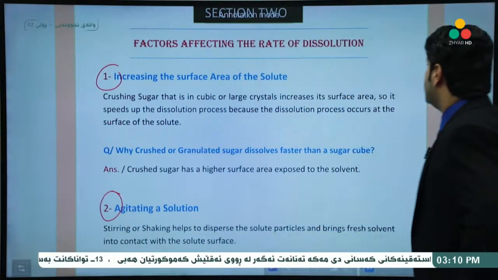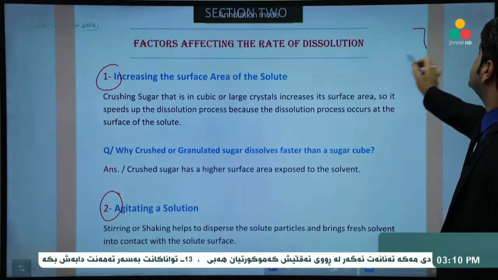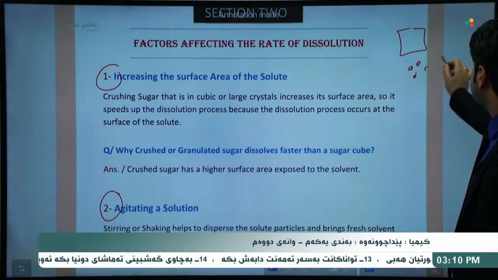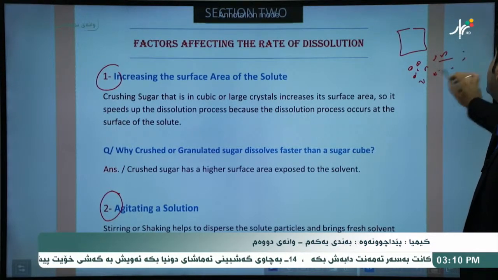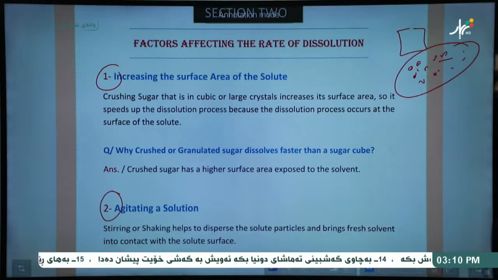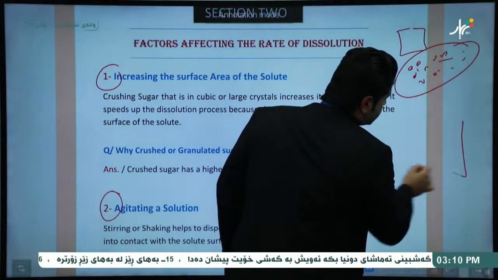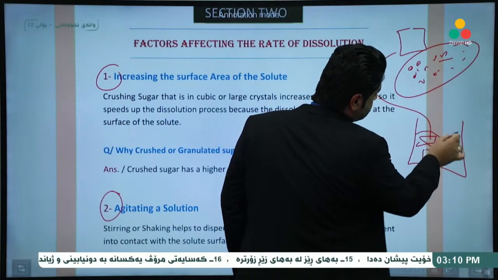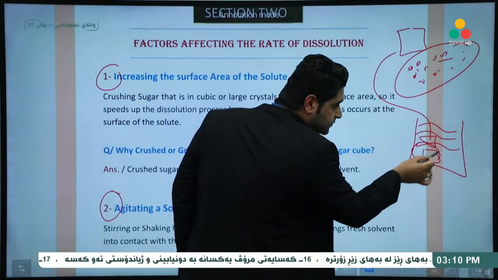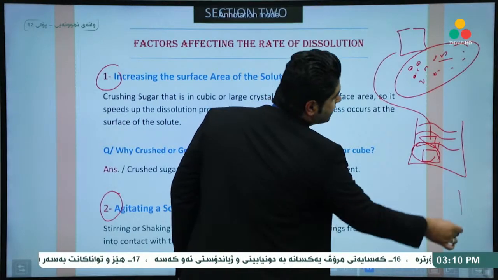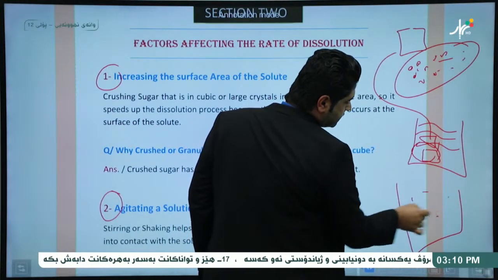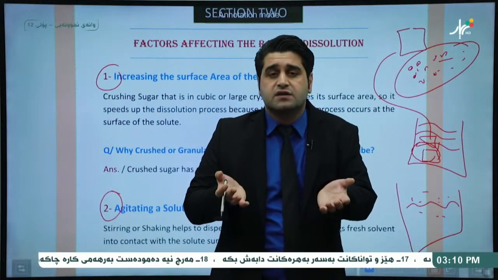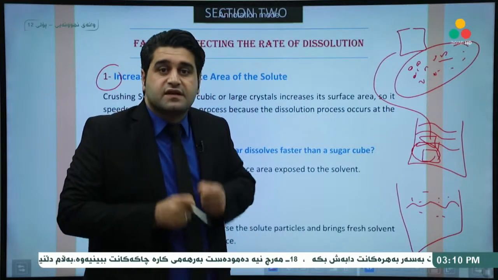About increasing surface area, look, if we talk about a chunk of sugar and powdered sugar, which of them has more surface area? Of course, crushed sugar or powdered sugar. So in here, let's put a cubic crystal of sugar into the water. Only this area is exposed to the solvent. Water is the solvent. But if we put powdered sugar into water, we can see that a large area of solid is exposed to the solvent. So the rate of dissolution becomes faster.